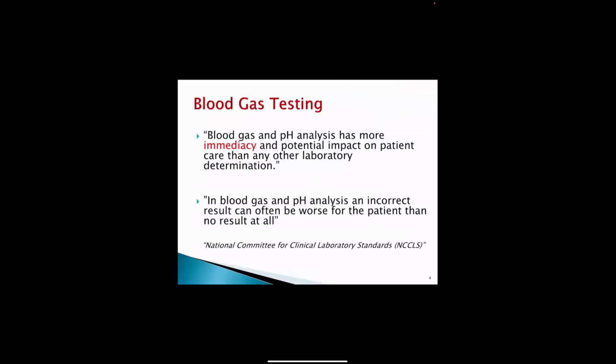So let's talk here about blood gas. Blood gas and pH analysis has more immediacy and potential impact on patient care than any other laboratory determination. The National Committee for Clinical Laboratory Standards stated that in blood gas and pH analysis, an inaccurate result can often be worse for patients than no result at all. This highlights the importance of focusing on pre-analytical error to ensure patient safety.